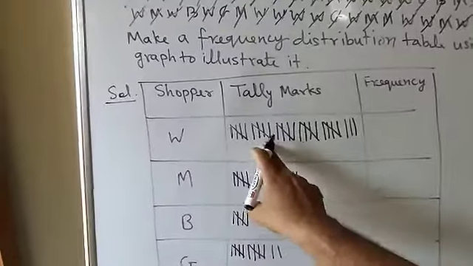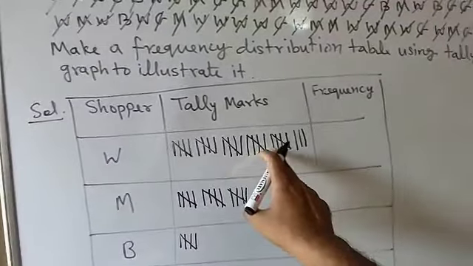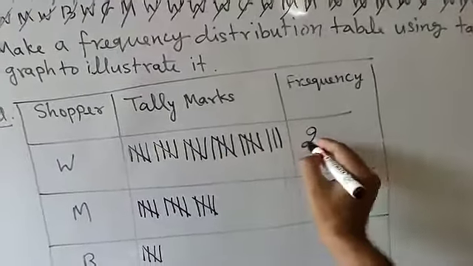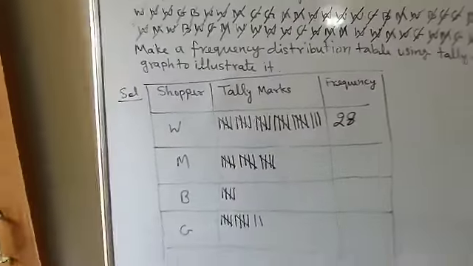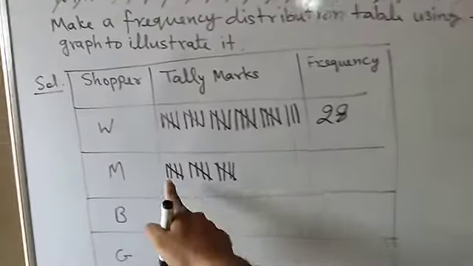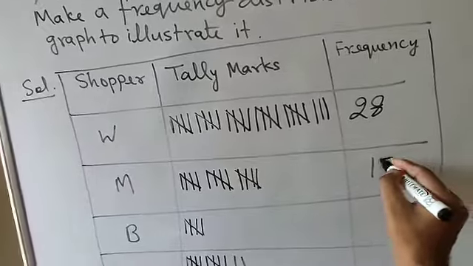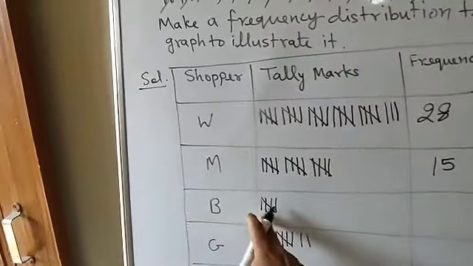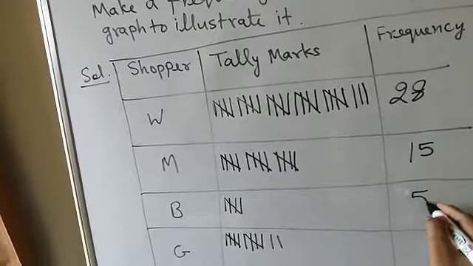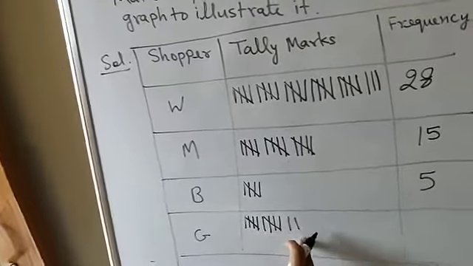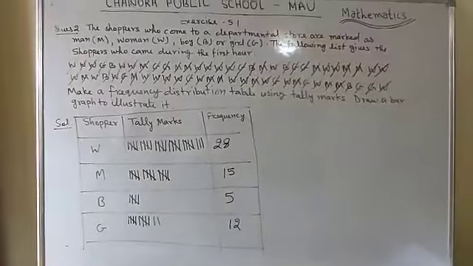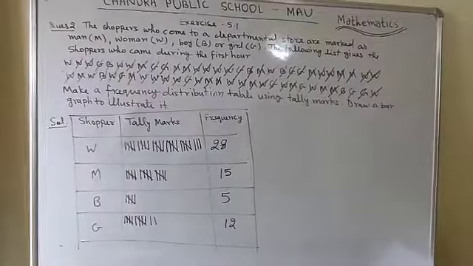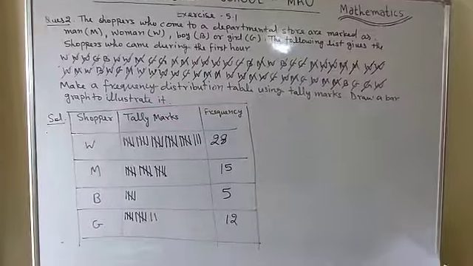So here it is 5, 5, 10, 5, 15, 5, 20, 25, 3, 28. So number of women who visited that shop are 28. Now number of men 5, 5, 10, 5, 15. So 15 men who visited the shop. Here boys, that are 5, and in the girls 5, 5, 10 to 12. So that is the representation of the given data in the frequency table.